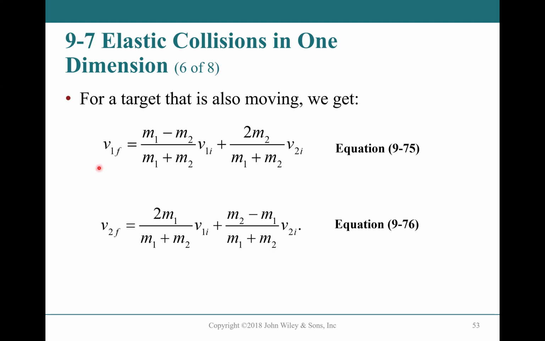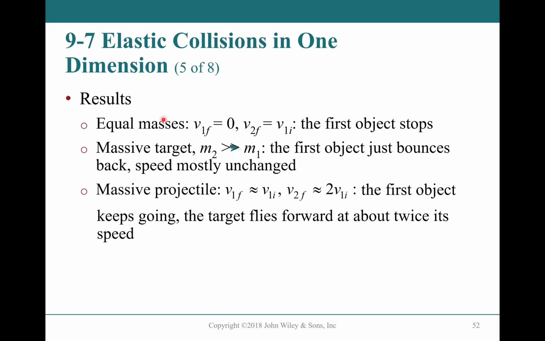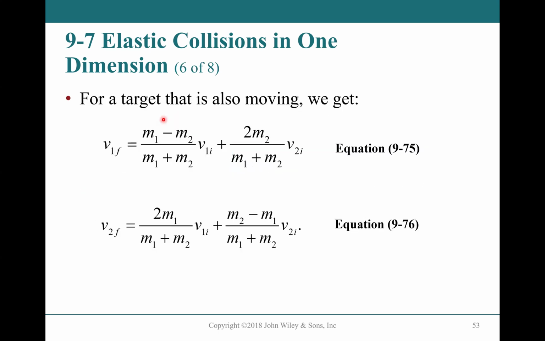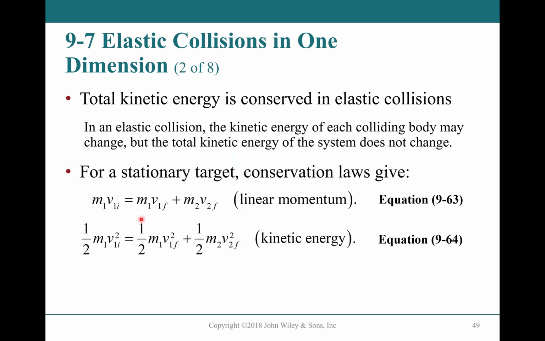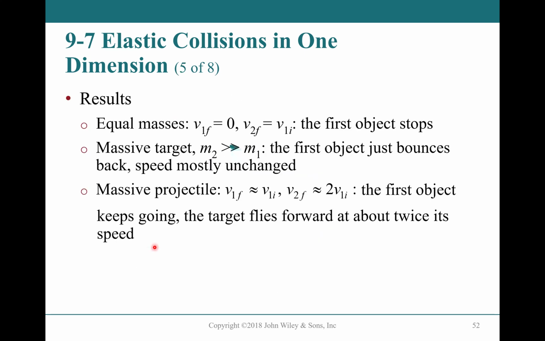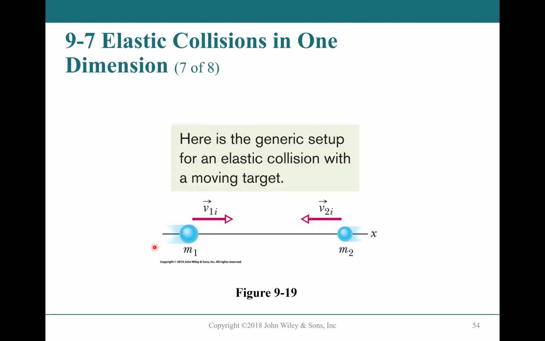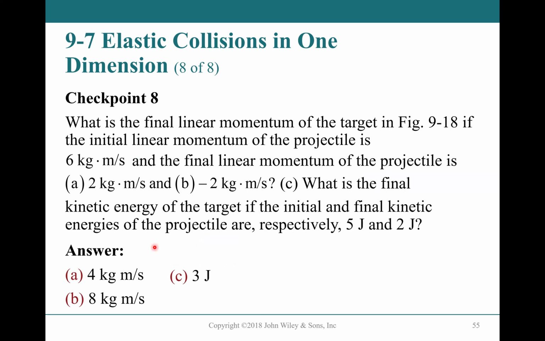And if both of the objects are moving, after some algebra you are going to get this. You can do the derivation by yourself, but we have the equation here. It's very simple. You just use these two equations, do some algebra, and you will be able to get the final velocities.